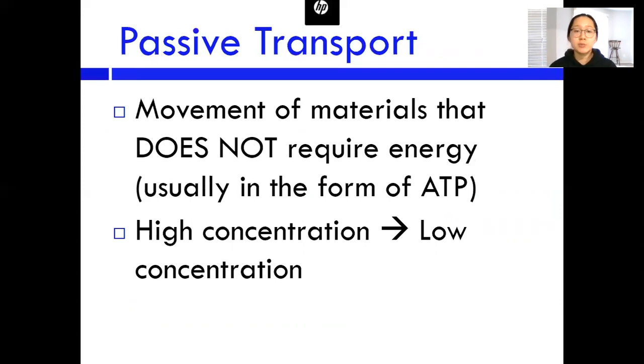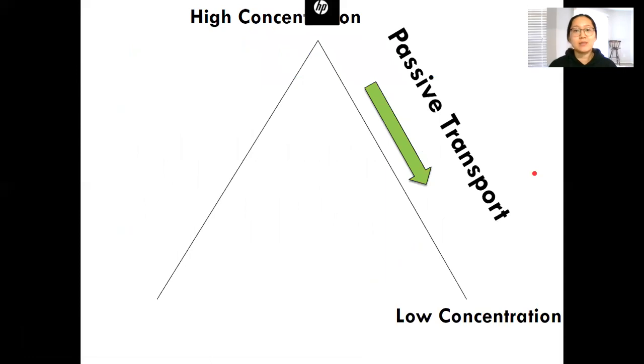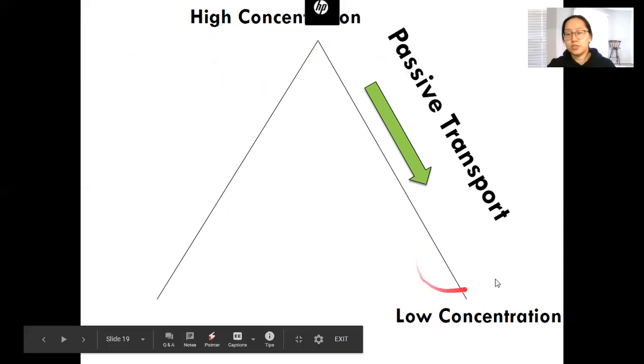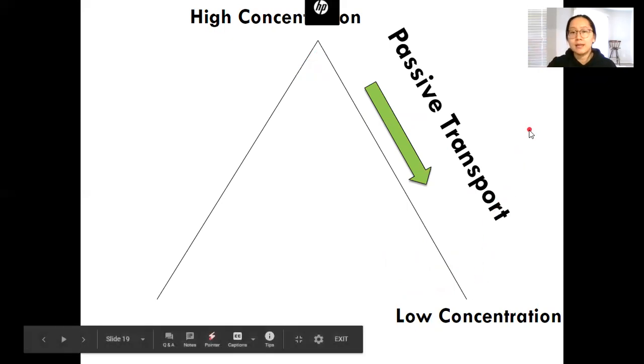Passive transport is always going to be movement of materials that does not require energy, right? Energy usually comes in the form of ATP. We're not using it here, okay? And in passive transport, we're always moving from a high concentration to a low concentration because it just flows easily that way. The reason is that passive transport is like rolling down a hill. If you're riding a bicycle down a hill, you really don't have to put any energy into it, and you'll still go. You're going to go from a high concentration at the peak of the hill to a low concentration at the bottom of the hill in passive transport, and you don't have to put any energy into it, like rolling a bike down a hill.